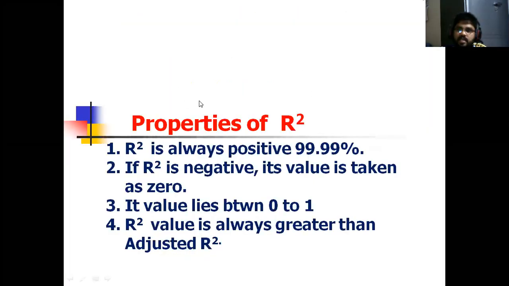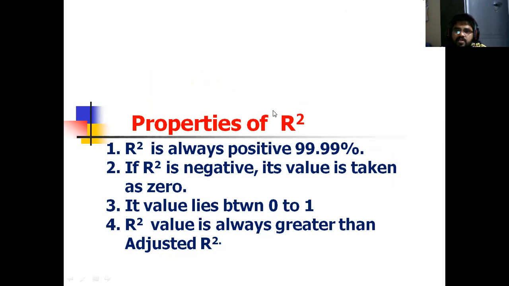Next one, the last part, that is the properties of R square. What are the properties of R square? See, R square is always positive. As I told you, the R square value is always positive, that is 0 to 1. But in some cases, in extreme cases, it may become negative also. It may become negative values.